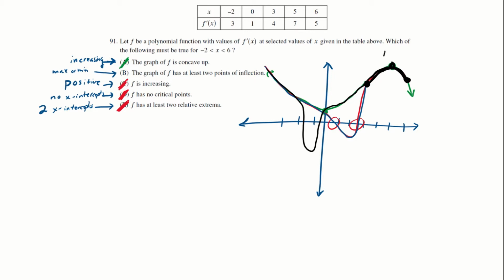So I'm going to have a max here. I'm going to have a minimum here, no matter how I try and draw this graph. Correct answer is B. The graph has to have at least 2 points of inflection because on the derivative, I have to have at least 2 max or mins.